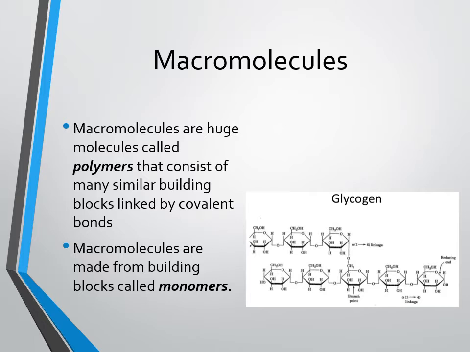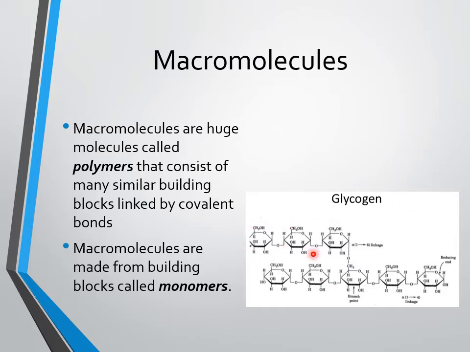So macromolecules are huge molecules that are also called polymers. They consist of many similar building blocks linked by covalent bonds. Macromolecules are made from building blocks called monomers. So the entire structure is a polymer, but just one little subsection of it is called a monomer.